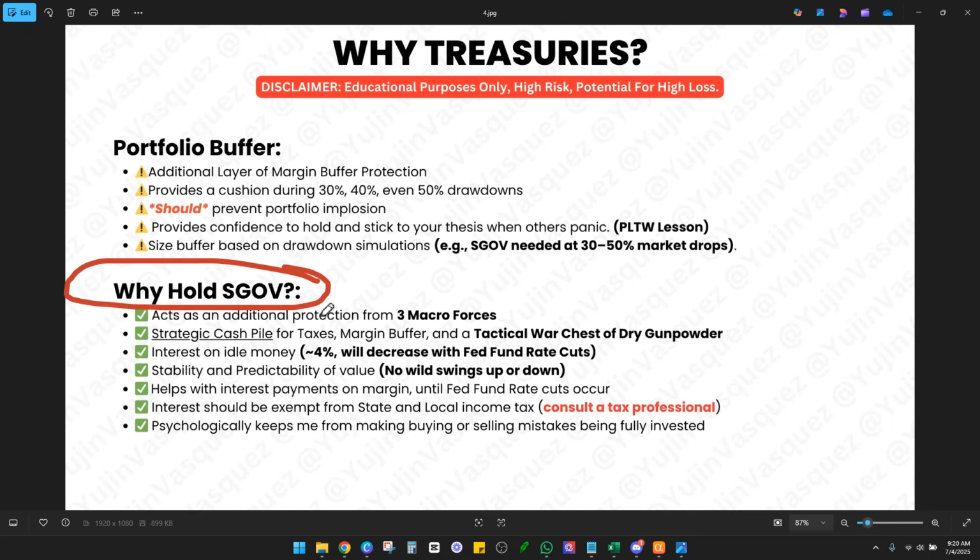So why SGOV, all right? So why SGOV, why Treasuries? This is going to act as additional protection against the three market forces that I showed you, all right? NAV erosion risk, market risk, and broker risk. All right, this is a strategic cash pile for taxes and margin buffer, as well as a tactical war chest of dry gunpowder.